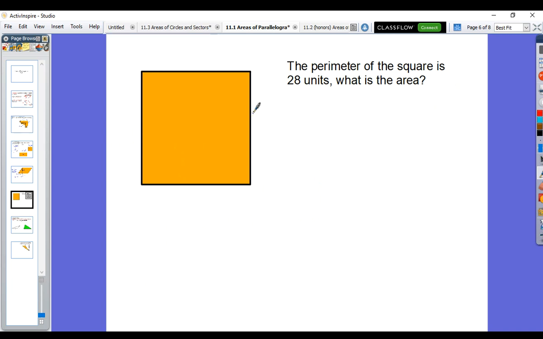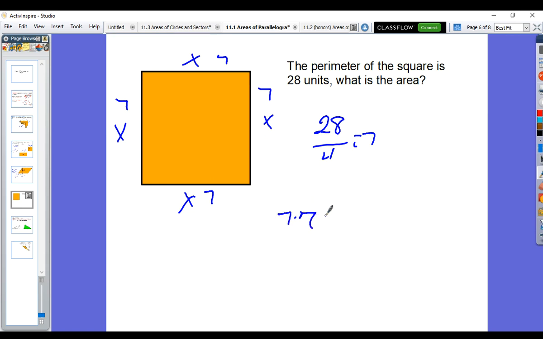When we're looking at this, the perimeter of a square is 28 units. What is the area? It's a square, which means every side is the same. To find the length of one side, we take 28 divided by 4. We get 7, making each side 7, 7, 7, and 7. To find the area, we multiply base times height, which is 7 times 7, giving us 49 units squared.